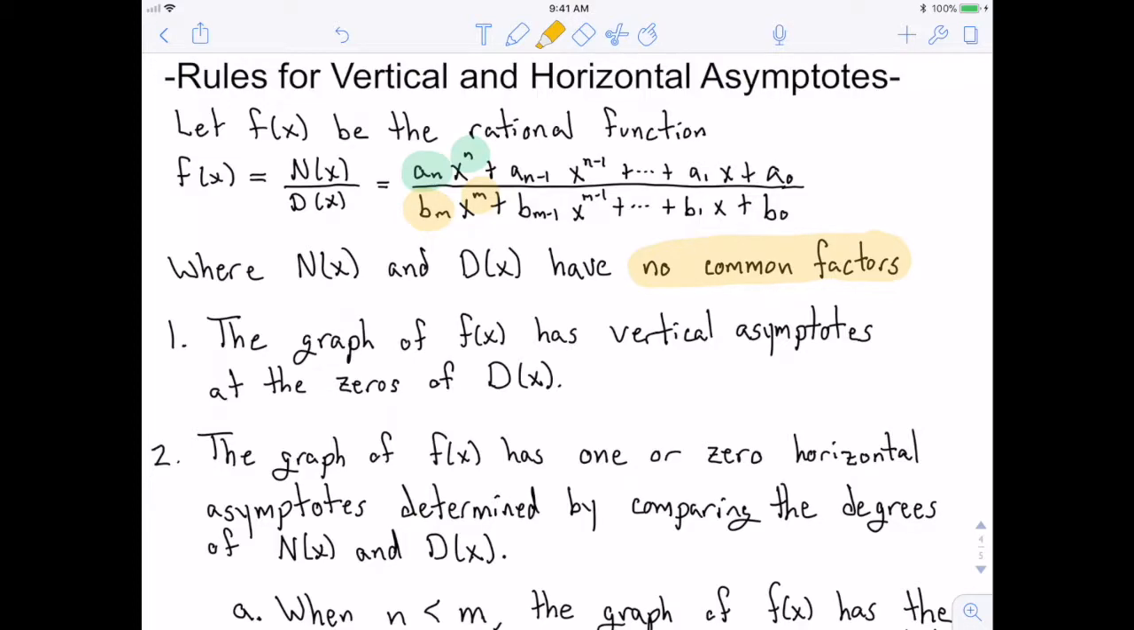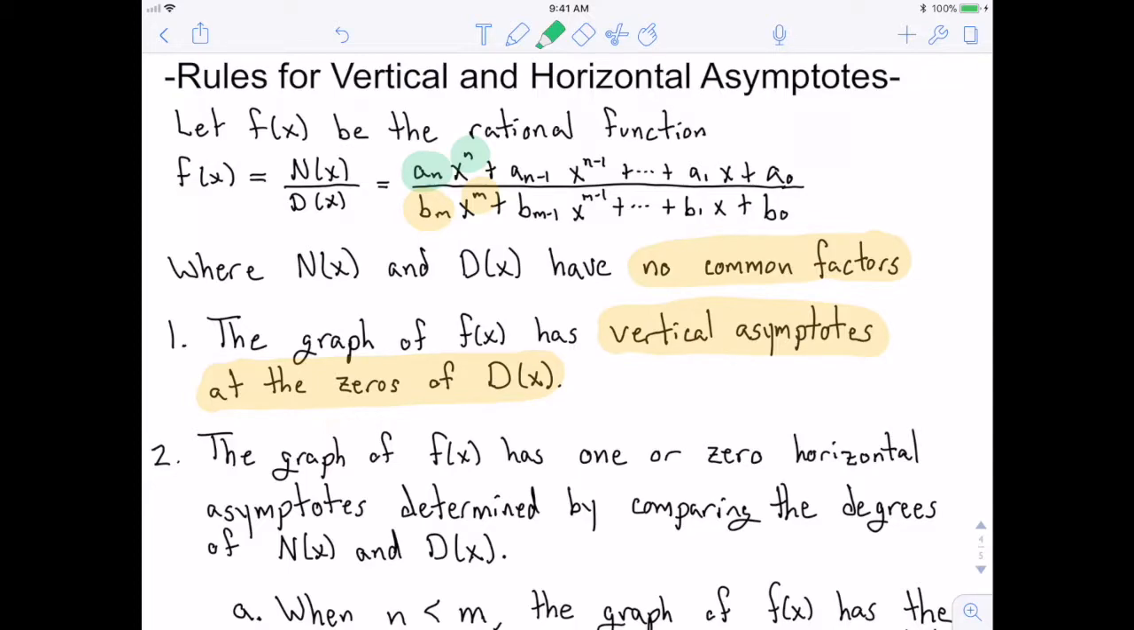Now the graph of f of x will always have vertical asymptotes at the zeros of d of x. We can always draw our brick walls in if we know where the denominator is equal to 0, again, as long as we have no common factors. This is the best we can do. In general, we always have to plug a number in and see if it's going towards positive infinity or negative infinity, but our zeros can help us out a little bit.